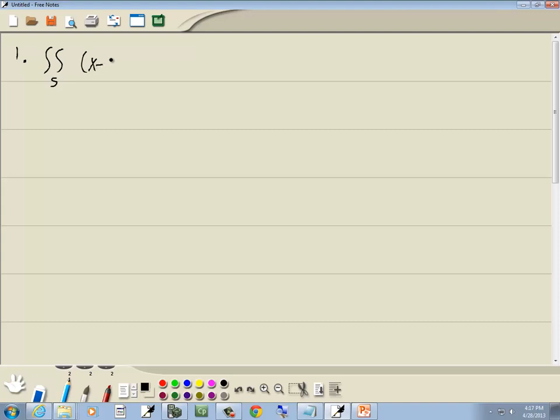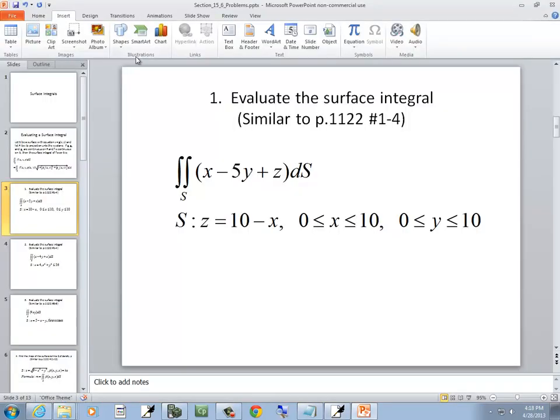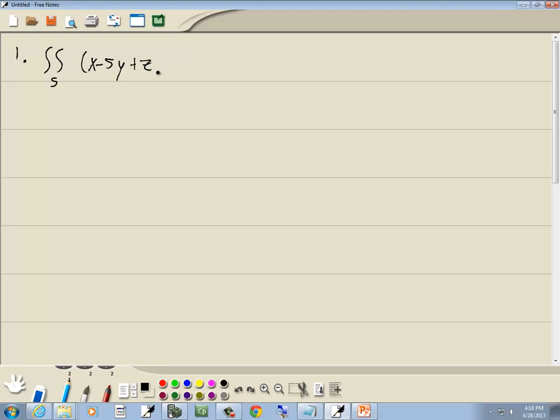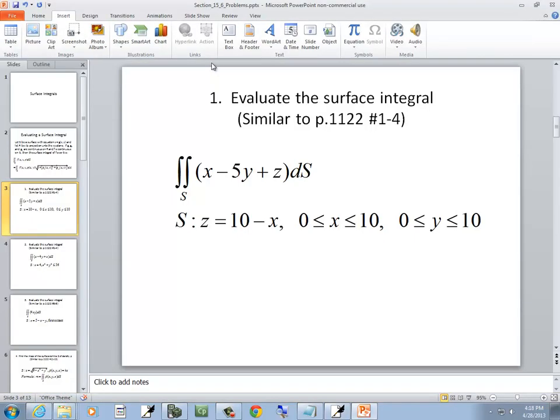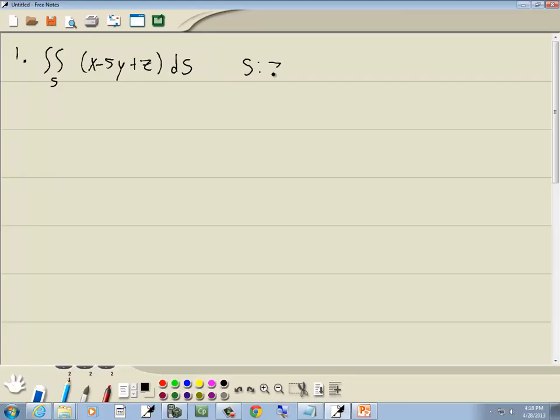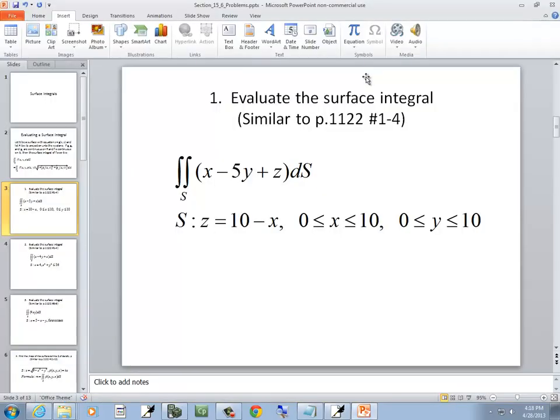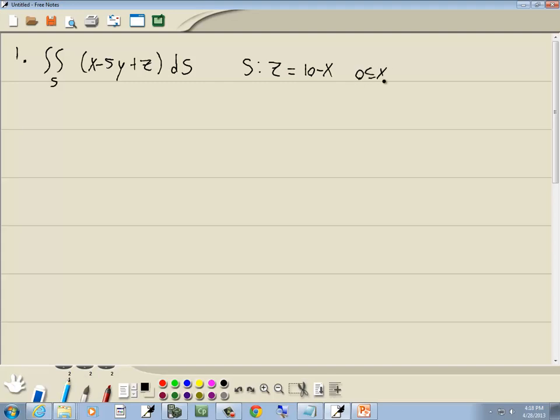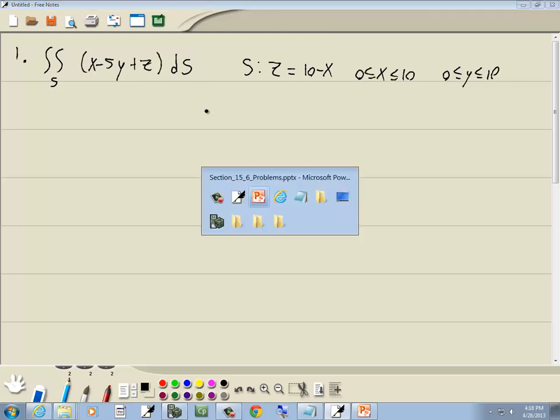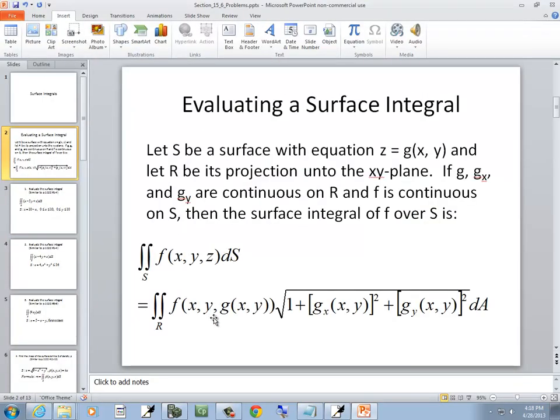We've got f of x, y, z equals x minus 5y plus z, and S is z equal to 10 minus x, where x is between 0 and 10, and y is between 0 and 10. Well, from our formula, we need two things. We actually need all of this, but let's first focus on this function right here.